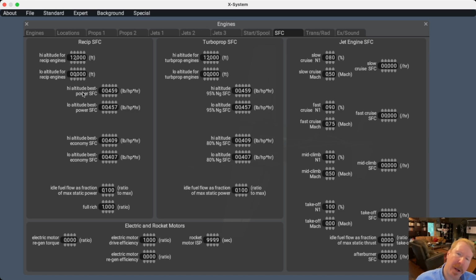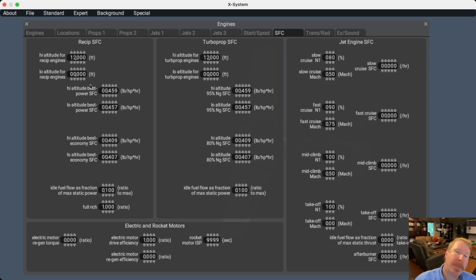And then you'll notice for the high and low altitude, we have the best power SFC. What is best power SFC? Well, in all these reciprocating engines, you've got a red knob that you can advance forward for maximum fuel flow or pull backwards for minimum fuel flow. And this is a fuel-air ratio. Okay, it's a ratio of fuel to air. And if you advance it near the full rich side, you get what's called your best power. That is where you get the most horsepower out of the engine. If you pull it back, you get your best efficiency. So you get the most horsepower per gallon per hour fuel flow.